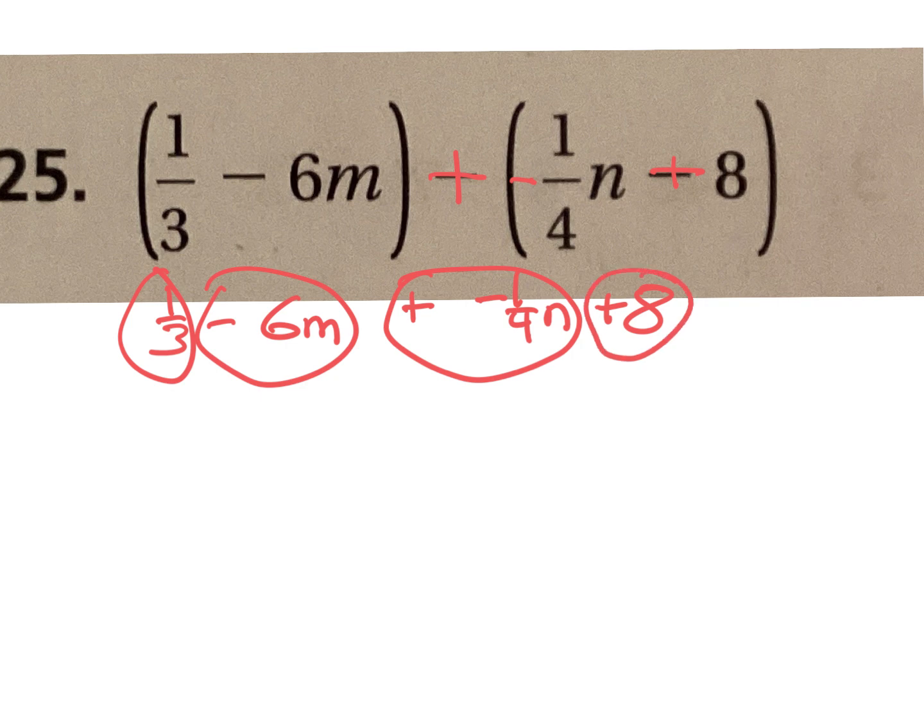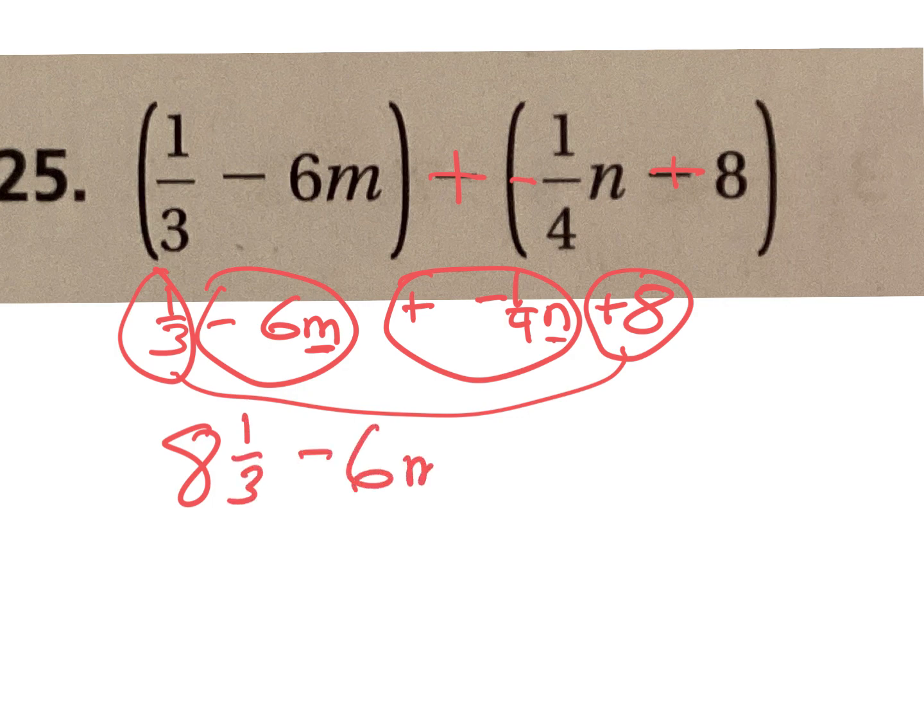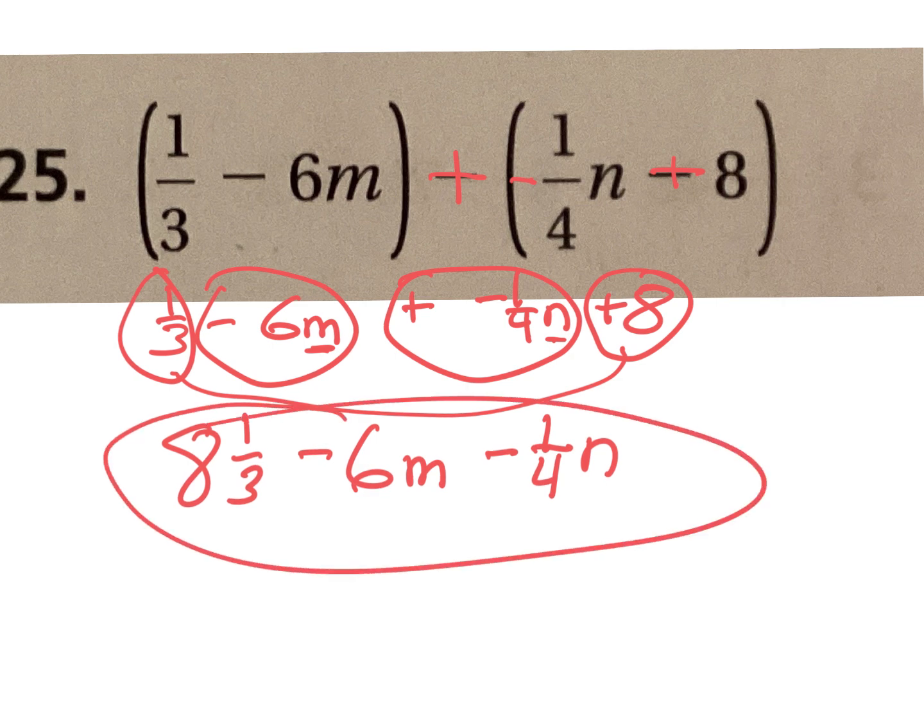Now I see that I have an m here and an n here. I can't put those together, so they're going to just stay like they are. Now I have a 1/3 plus 8. So 8 and 1/3 minus 6m. And I could do plus a negative 1/4 n, or I could just do a minus 1/4 n. And that is the answer to that one.